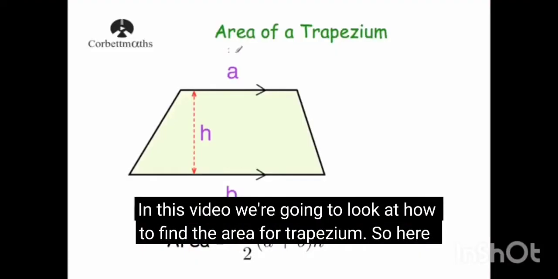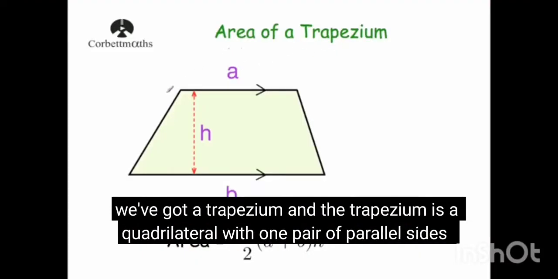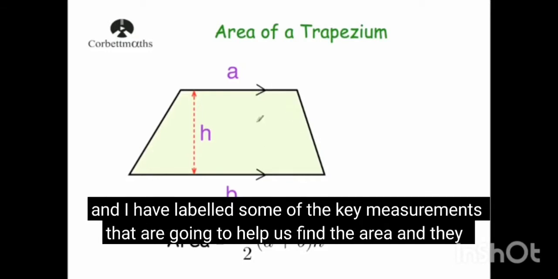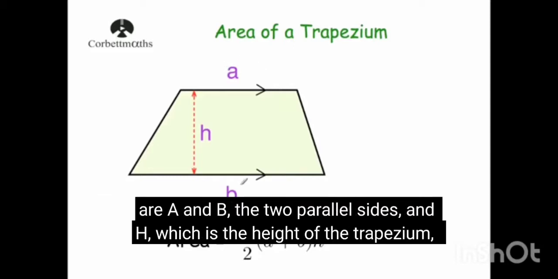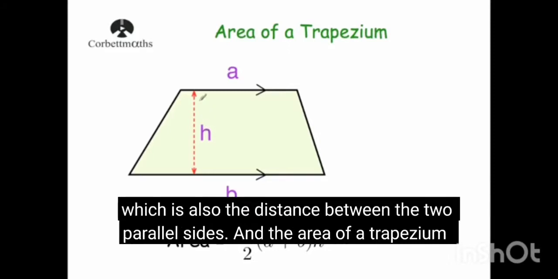We're going to look at how to find the area of a trapezium. So here we've got a trapezium, and a trapezium is a quadrilateral with one pair of parallel sides, and I have labelled some of the key measurements that are going to help us find the area, and they are A and B, the two parallel sides, and H, which is the height of the trapezium, which is also the distance between the two parallel sides.